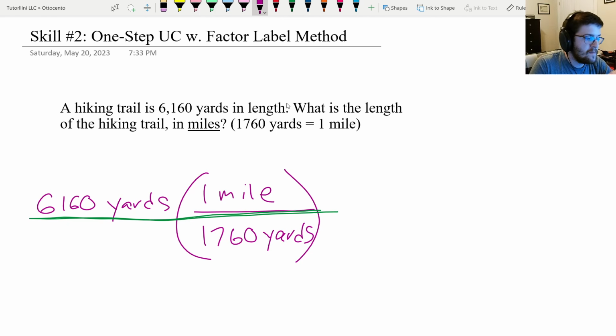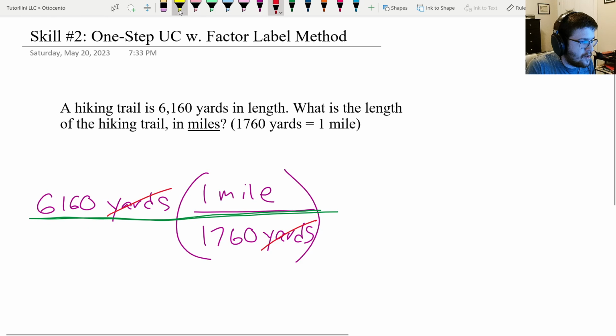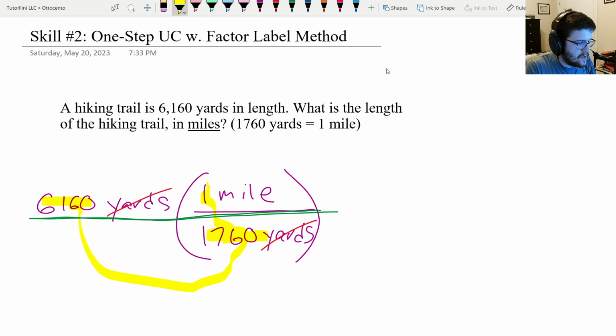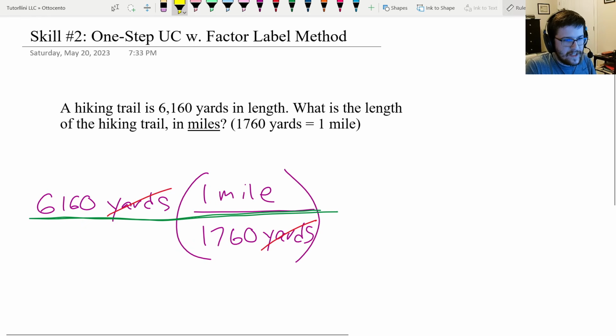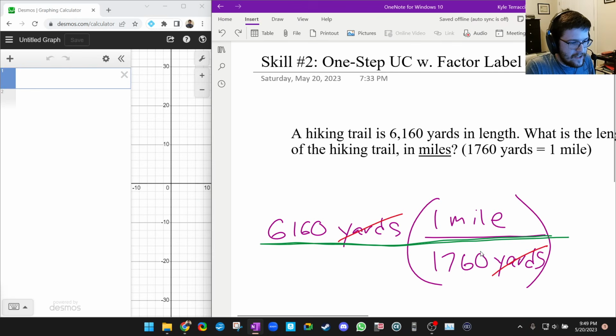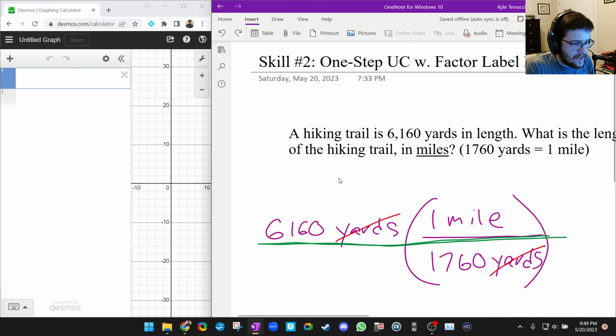And as you can see, yards is on opposite sides of the division sign, so we can cross this out. And we should be left with miles, and we are. So now all we got to do is go into a calculator and put all these numbers in. And I would type it just exactly as written. Don't do anything in your head because that increases the chance of making a mistake.